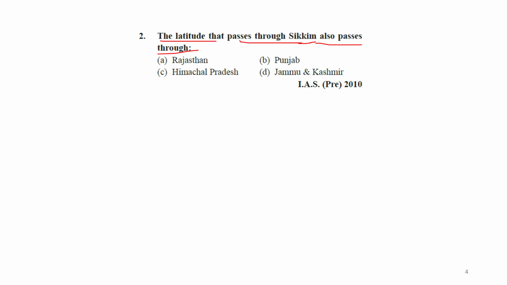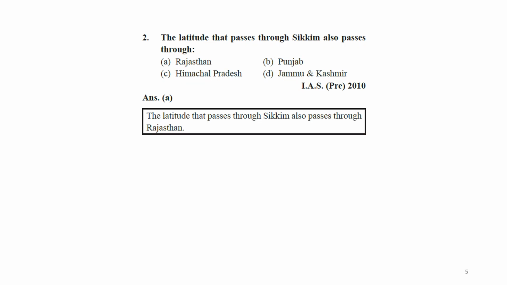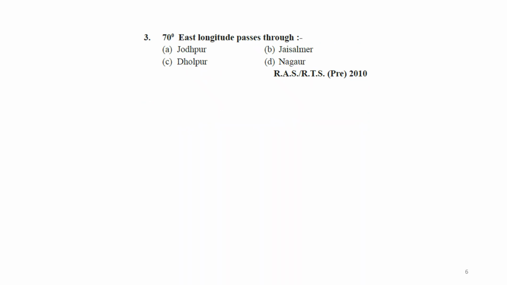You can just draw where Sikkim is, draw a line of latitude, and see which state is lying on the latitude. The options are Rajasthan, Punjab, Himachal Pradesh, and Jammu and Kashmir. Here the answer is A, Rajasthan. The latitude that passes through Sikkim also passes through Rajasthan. Just remember this.